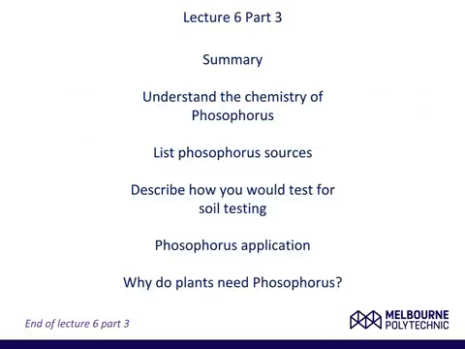So let us summarize. In this lecture, Lecture 6 Part 3, we now understand the basic chemistry of phosphorus. We have looked in detail at how plants use phosphorus. We can list phosphorus sources, describe how you would test the soil to determine the phosphorus concentration in that soil and exactly what that means. We've looked at how phosphorus is made commercially and how, from a commercial perspective, you would apply that on your agronomical crop.